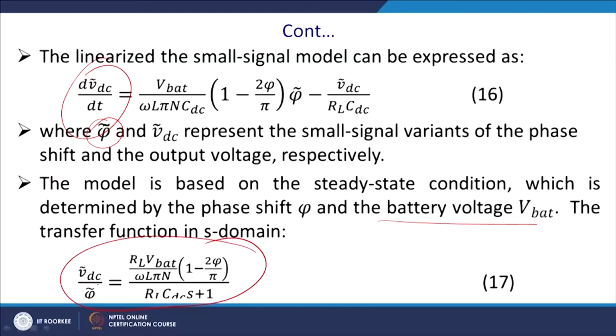So, V delta DC by tau is RL battery omega ln omega L pi n by RL CDC into S, the Laplace domain, plus 1. So this will be the overall expression of it, and thus you can see that it is a first order system, unlike the second order system which we have seen in the previous case.